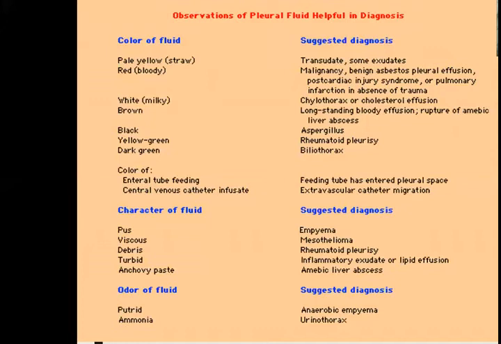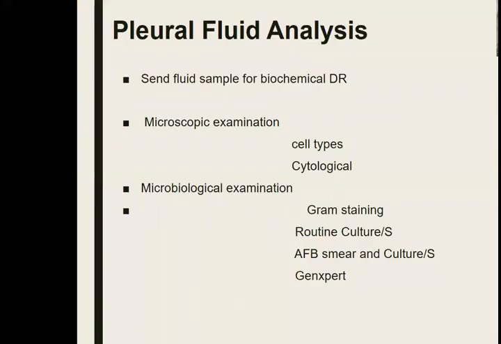Smelly, usually due to anaerobic empyemas or due to urinothorax, where the urine leaks out from the capsule of the kidney and tracks into the pleural space through a defect in the diaphragm. This is called urinothorax, that is urine in the thorax. So when you remove the fluid, it will be highly pungent, like urine. It will smell like that, although it's a very rare entity.